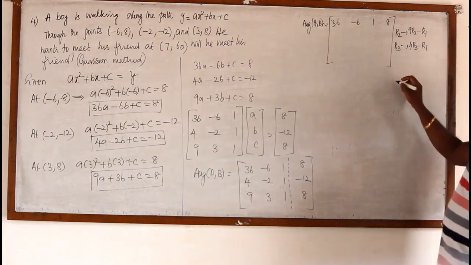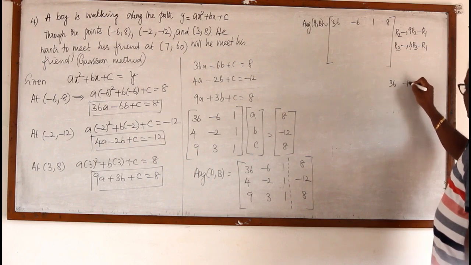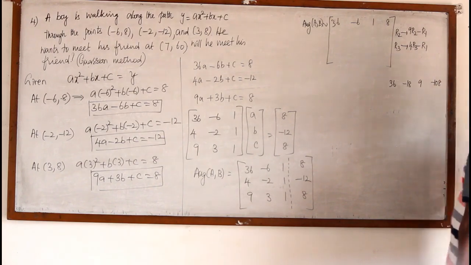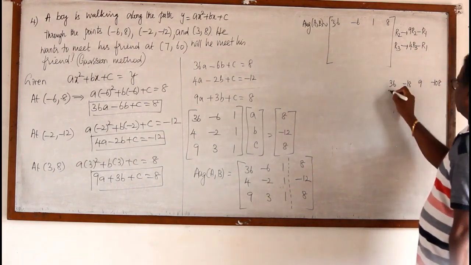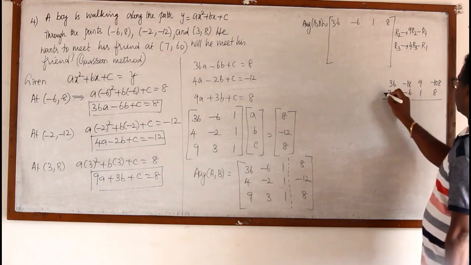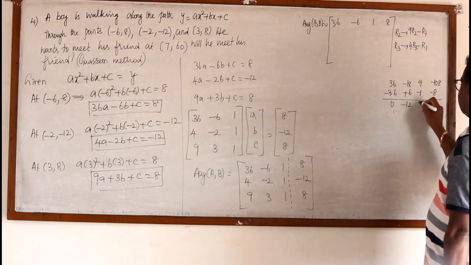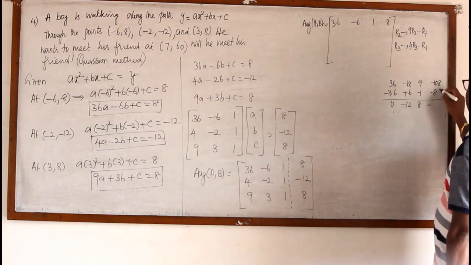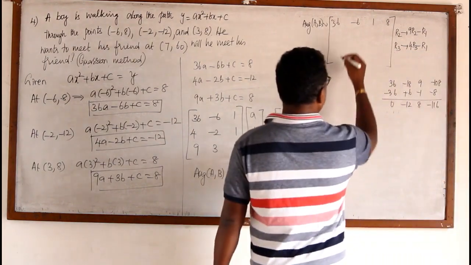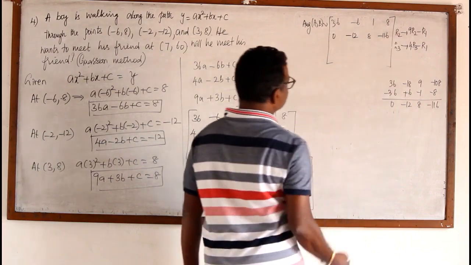Now, 9R2: 9 4s are 36, 9 2s are 18, 9 1s are 9, 9 12s are 108. Now R1 is 36, minus 6, 1, 8. I have to subtract, so change the sign. It is 0, minus 12, 8, minus 116.